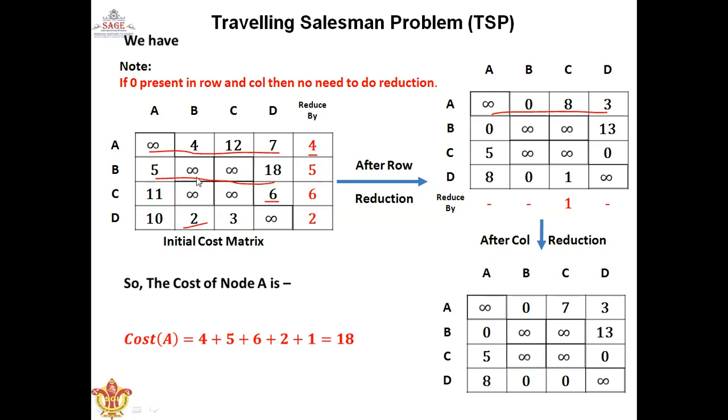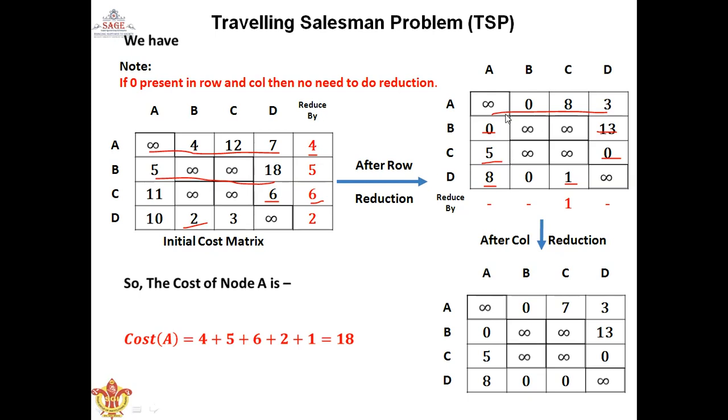Concentrate on this B row. 5 minus 5 is 0, 18 minus 5 is 13. 11 minus 6 is 5, and 6 minus 6 is 0. 10 minus 2 is 8, 2 minus 2 is 0, 3 minus 2 is 1. Similarly, this is reduced by row.